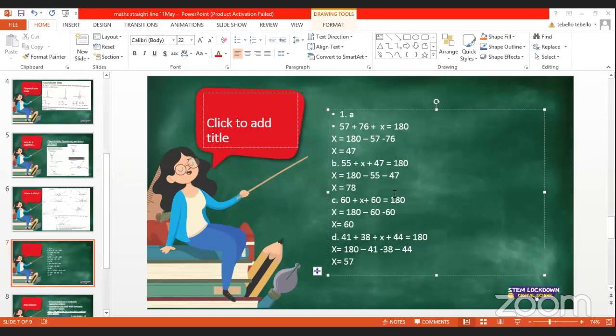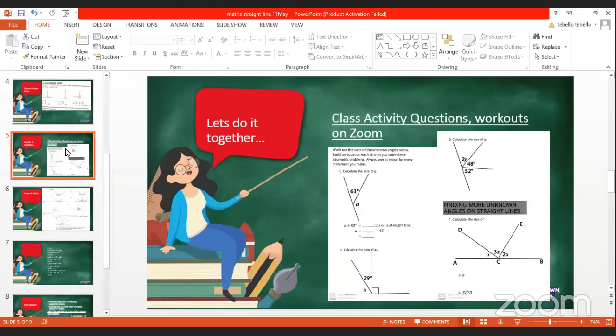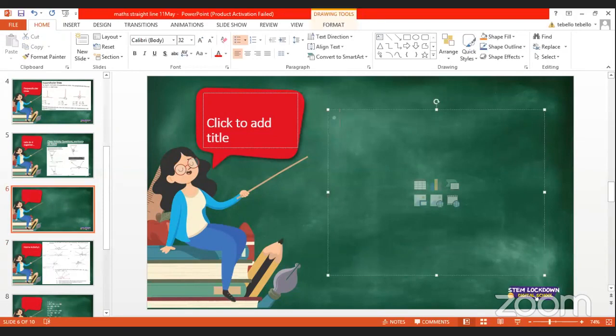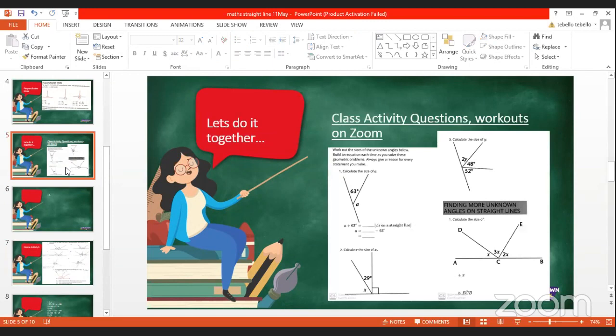Okay. So let's move on to our class activity. Here, guys, I'm thinking of doing number 1 and 2. Okay, let's do it together here. For our class activity, let's do number 1. The question says calculate the size of A. And the statement says work out the sizes of unknown angles below.